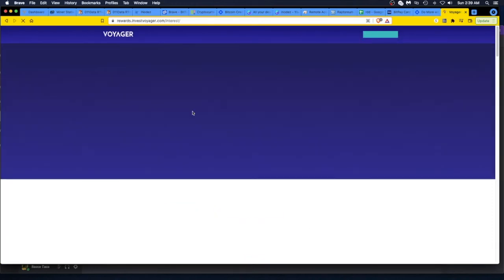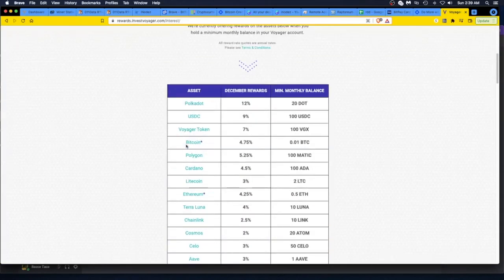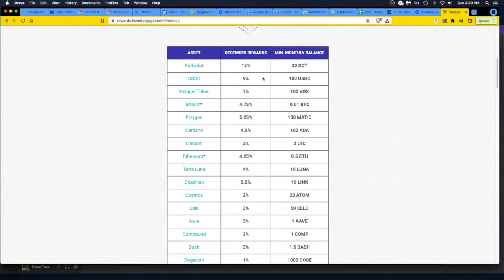Rewards. Let's hope this comes up. Here we go. Okay, USDC, I am getting 9.5%. It says 9% here because I have Voyager token right here. At the basic level, I have 500. I get an extra booster of 0.5%. So for my USDC stablecoin, I get 9.5% interest each month.